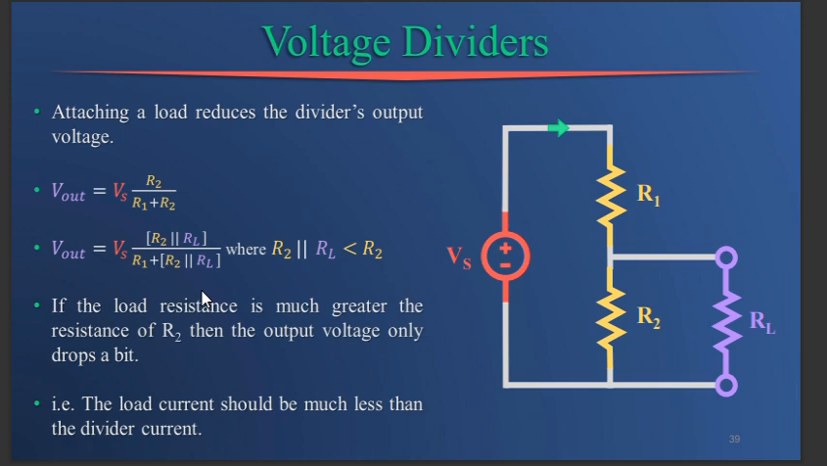And understanding that if the load resistance is much greater than R2, then the output voltage only drops a bit. So the load current should be much less than the divider current. So generally, that is a basic explanation of voltage dividers.